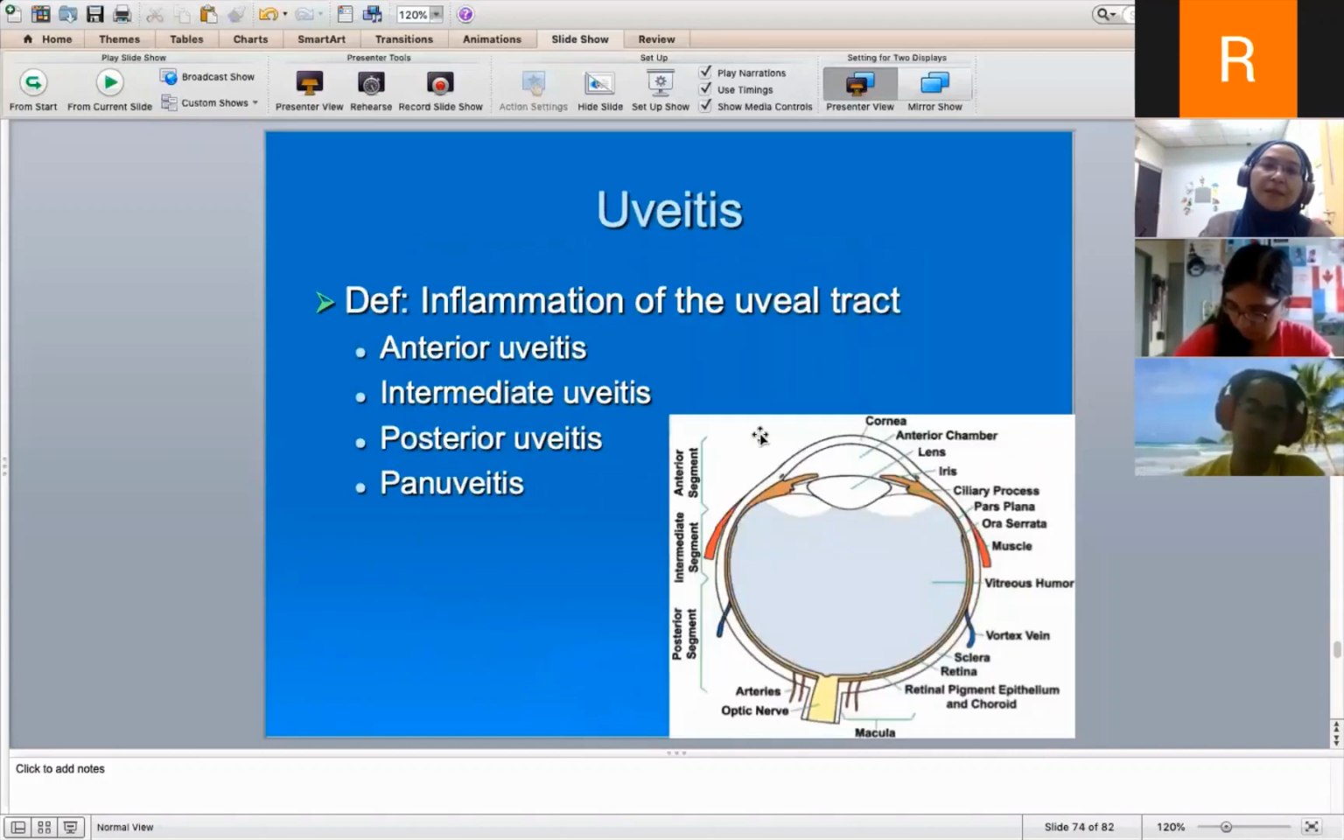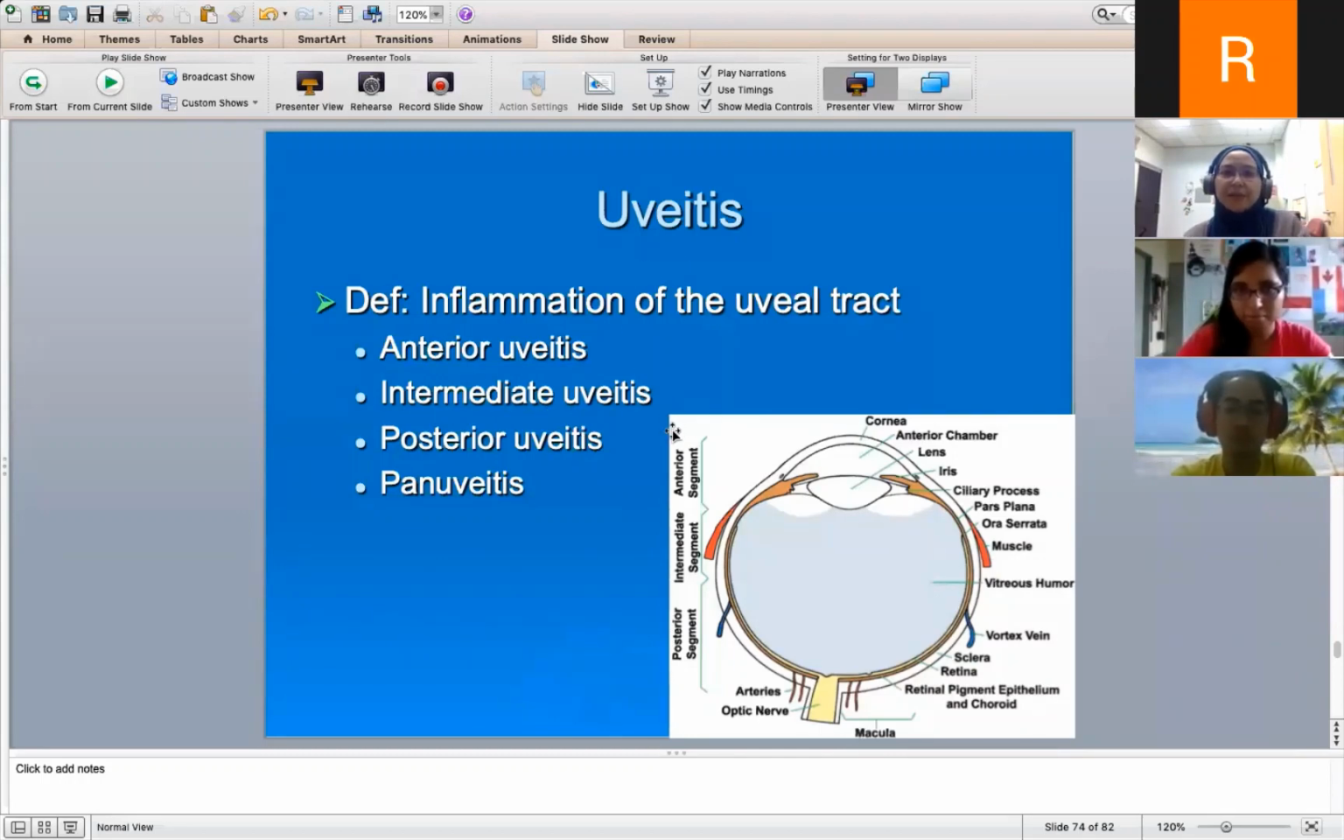Now, I will touch a bit about uveitis. Uveitis is quite, how to say, it can be quite complex. But at least for your level, you should know at least anterior uveitis and also posterior uveitis. Okay. What is uveitis?